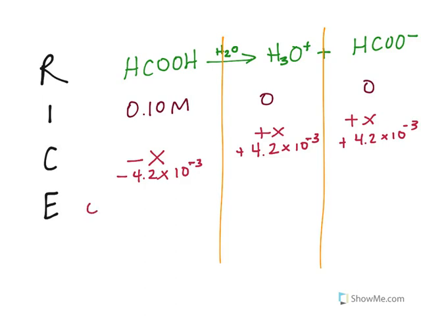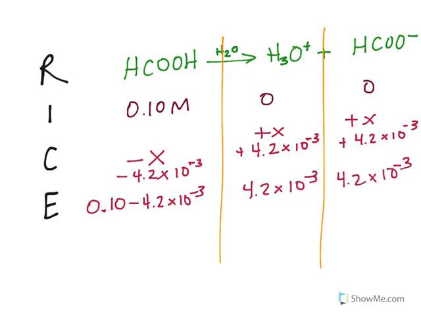So at equilibrium, the concentration is 0.10 minus 4.2 times 10 to the negative 3. At equilibrium, our hydronium concentration is 0 plus 4.2 times 10 to the negative 3. And same thing for formate, 4.2 times 10 to the negative 3. Well, now we can calculate this, and that's going to give us 0.0958, which, if we were to round to two significant figures, gives us 0.10.